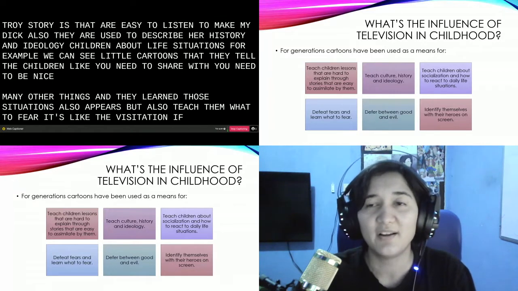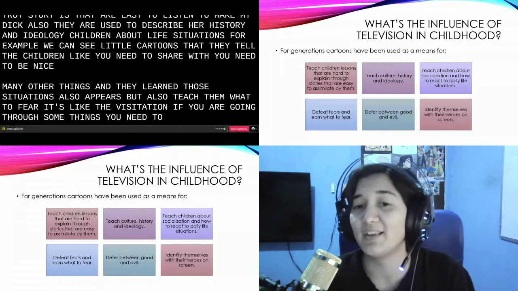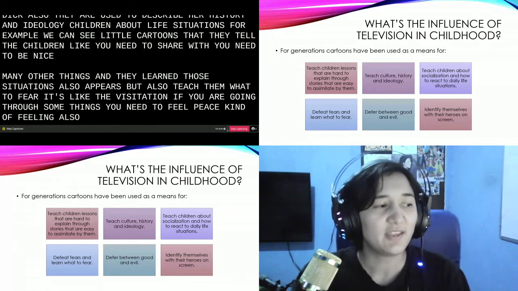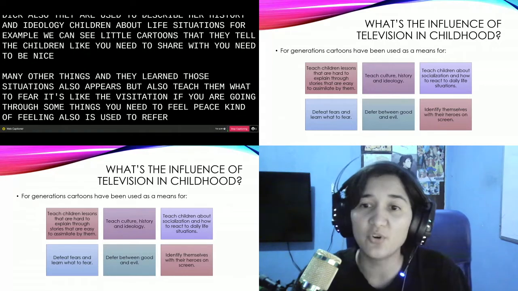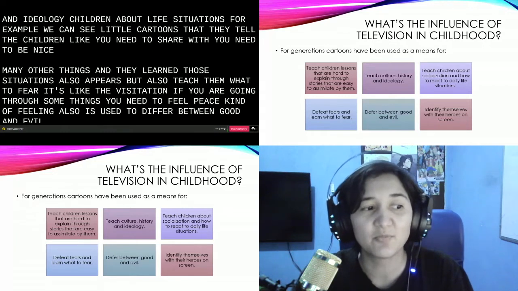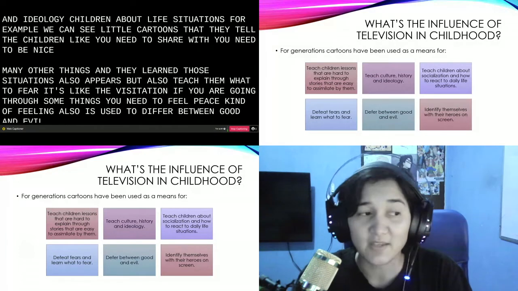If you are going through something, you need to feel these kinds of feelings. Also, it's used to differentiate between good and evil, and to identify themselves with their heroes on a screen. And this is like my main topic in here.